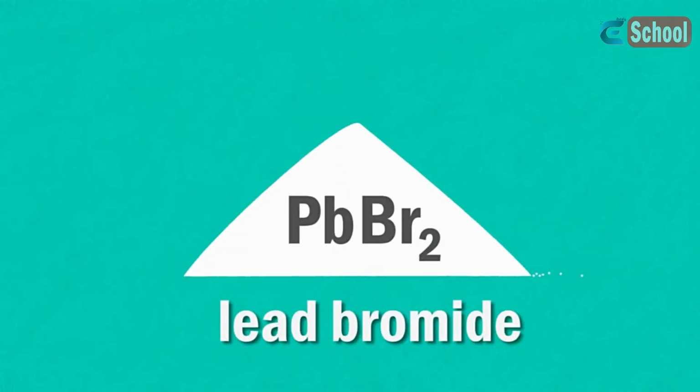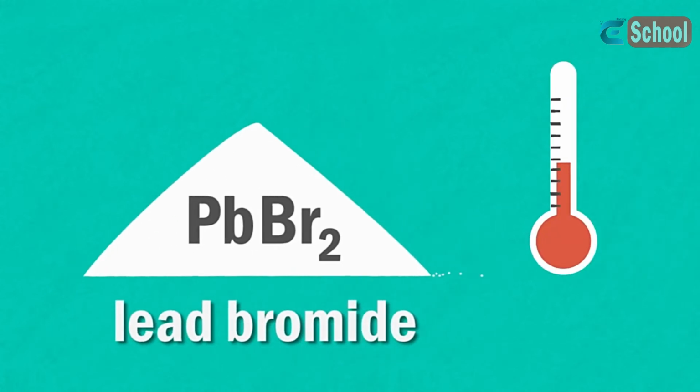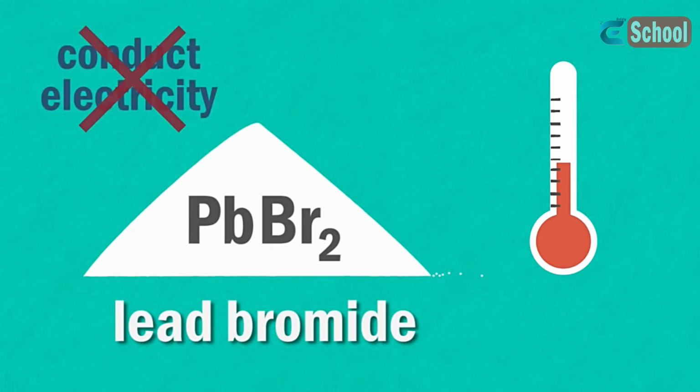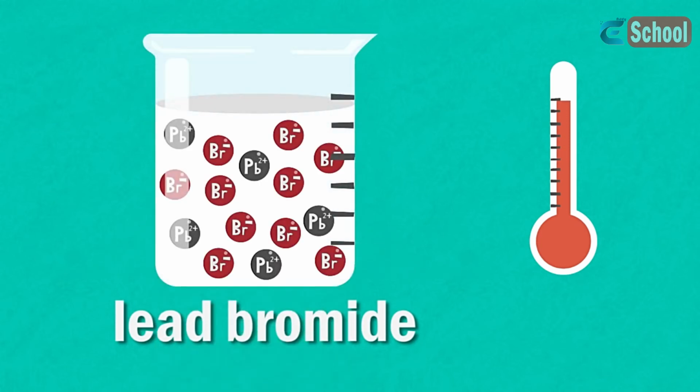Another example of electrolysis is with lead bromide, which can actually be done in a laboratory. At room temperature it's a solid, and as we've seen with other ionic solids, it won't conduct as the ions cannot freely move. But when it is heated and melts, it becomes an electrolyte.